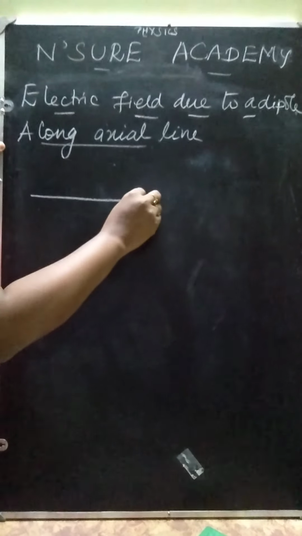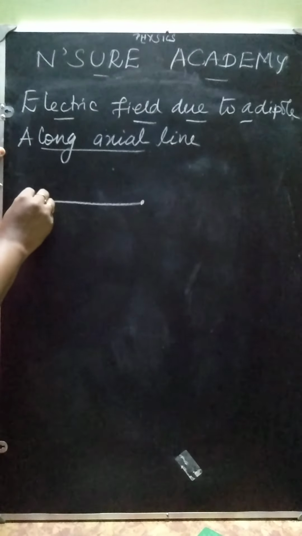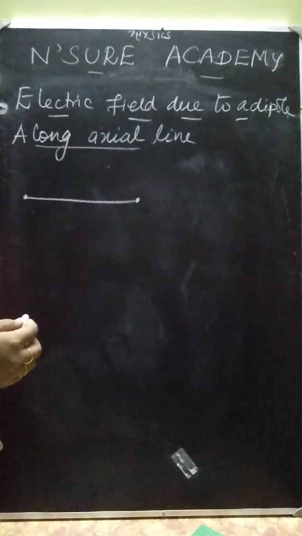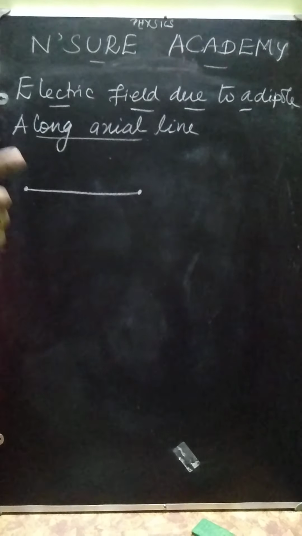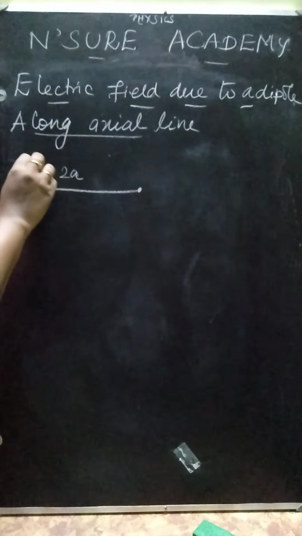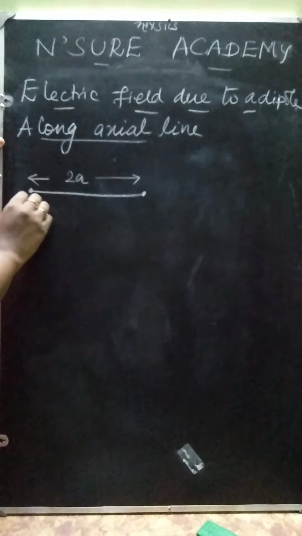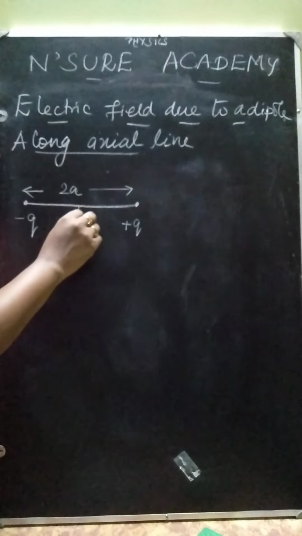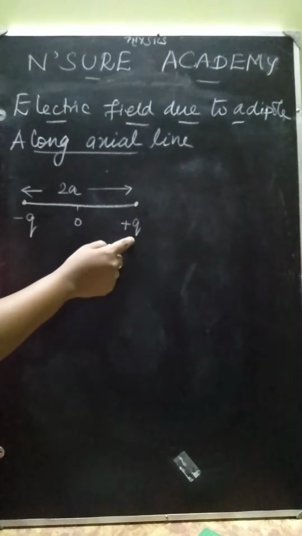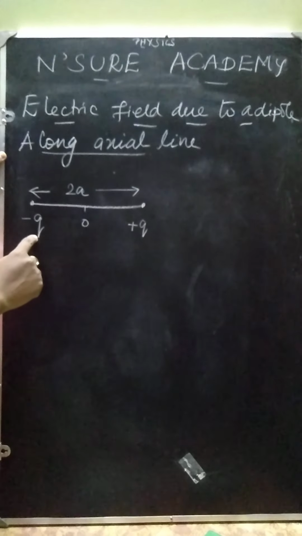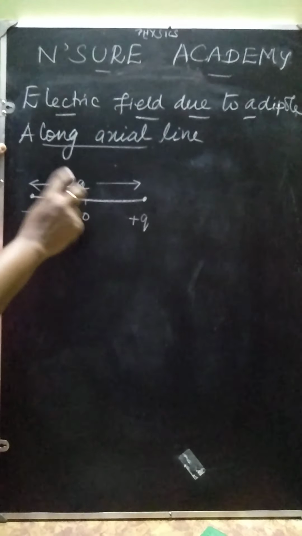This is a dipole. What is a dipole? It consists of two equal and opposite charges, separated by a small distance. This distance 2a is known as the dipole length. So 2a is the distance between the two poles, and here I am taking the minus q and this is plus q. This is the center point. From the center point the plus q is located at a distance a and minus q is also located at a distance a, because the total distance is 2a.